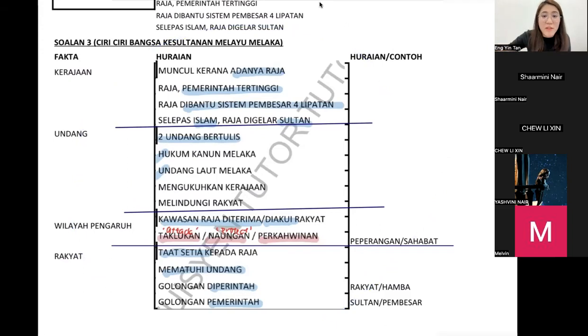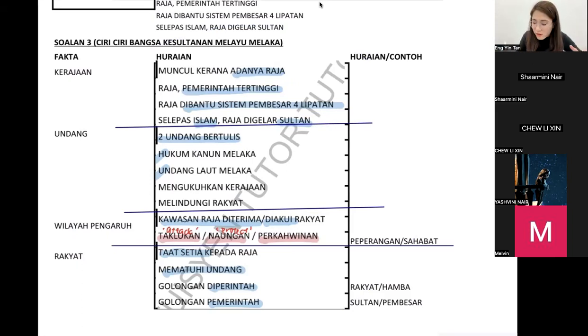This is like a repetitive method. You still remember just now I shared with you the memorization part. So this is how I remember. You can try, guys. You can try. Okay, so you can see, I'm expecting you guys to write Ada Raja, or maybe you can say the king is the greatest leader, sistem pembesar 4 lipatan, sultan. At least you write sultan. I'm expecting you guys to write this.